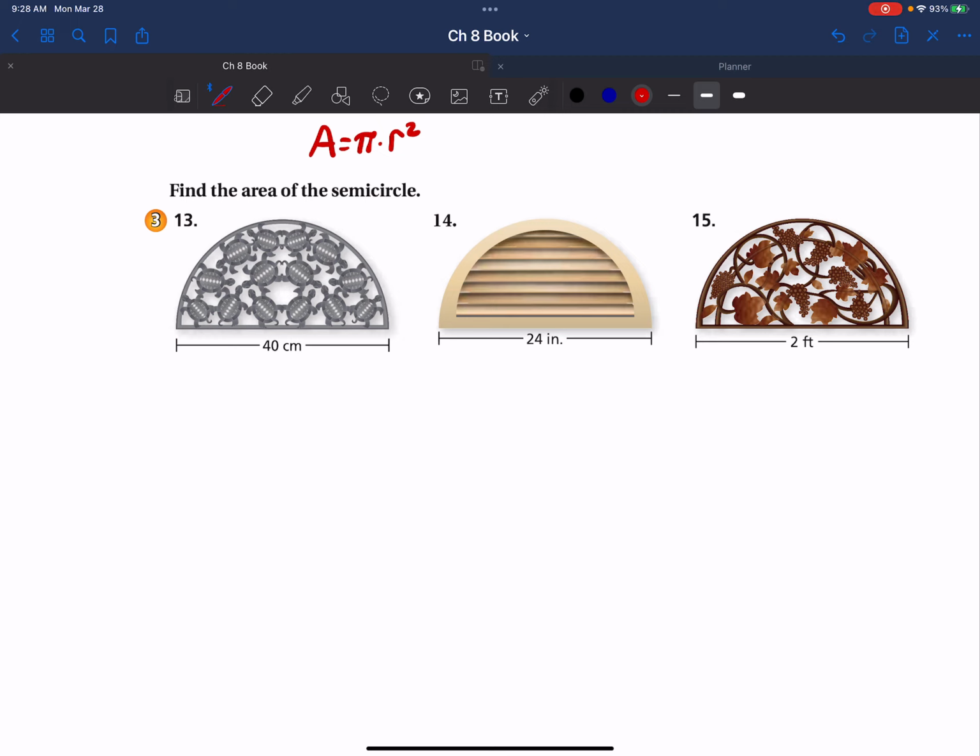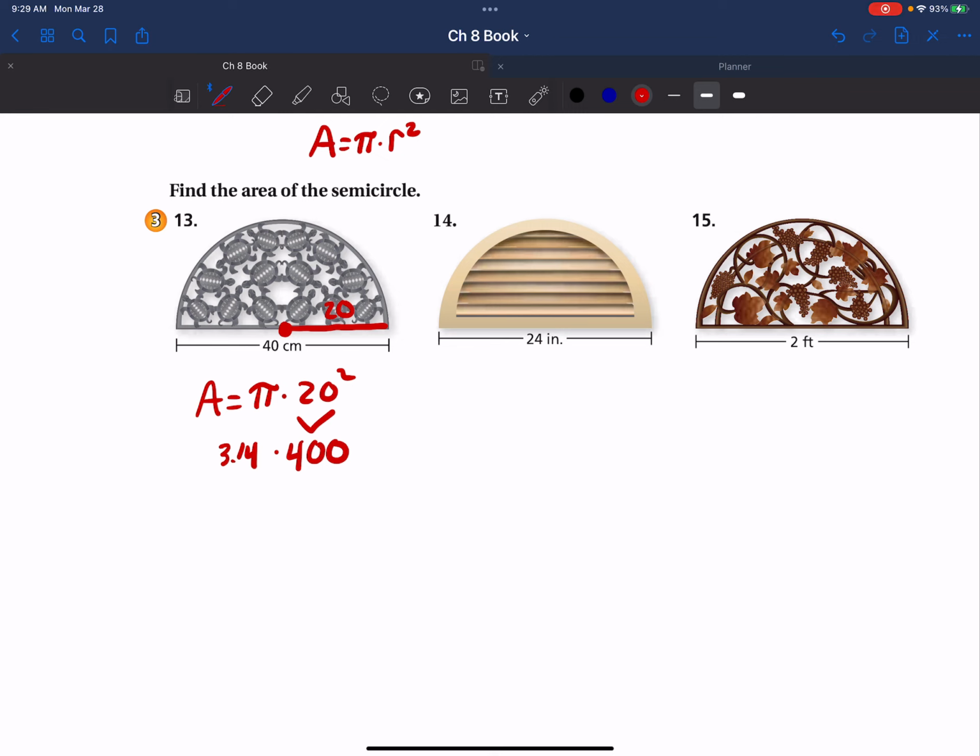So 13, we first need to find the radius, right? Because it gave me a diameter. The radius would be 20 because that's half of 40. So now I've got area equals pi times 20 squared. 20 squared is 20 times 20. 2 times 2 is 4. Add 2 zeros, right?